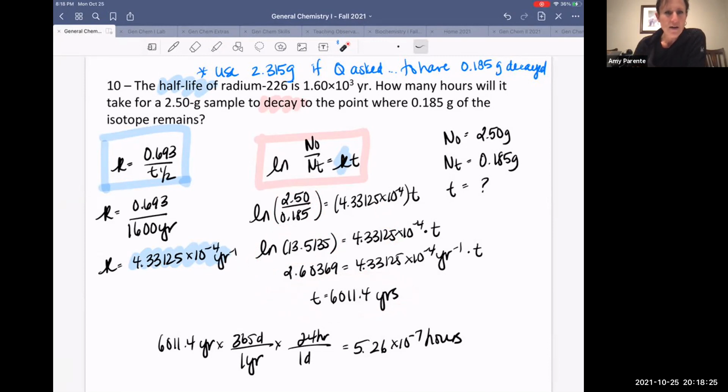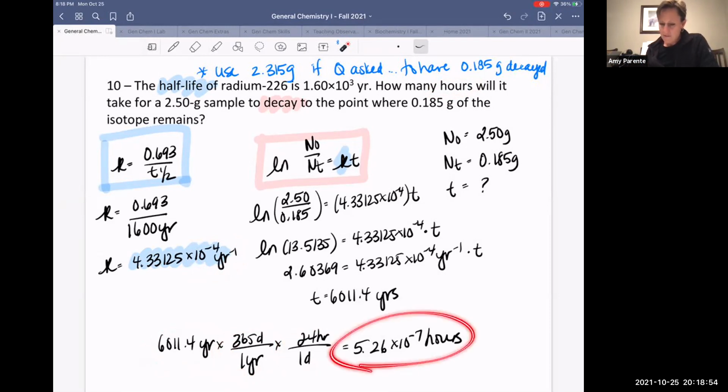But the problem asks us to calculate the answer in hours. So this is a problem where we wouldn't need to do the unit conversion until the end, but our rate constant is going to have units of reciprocal years, and the problem is asking us about time in hours. So we do that unit conversion on the back end. Notice I didn't round here yet. Then I'm going to convert years to days, days to hours.